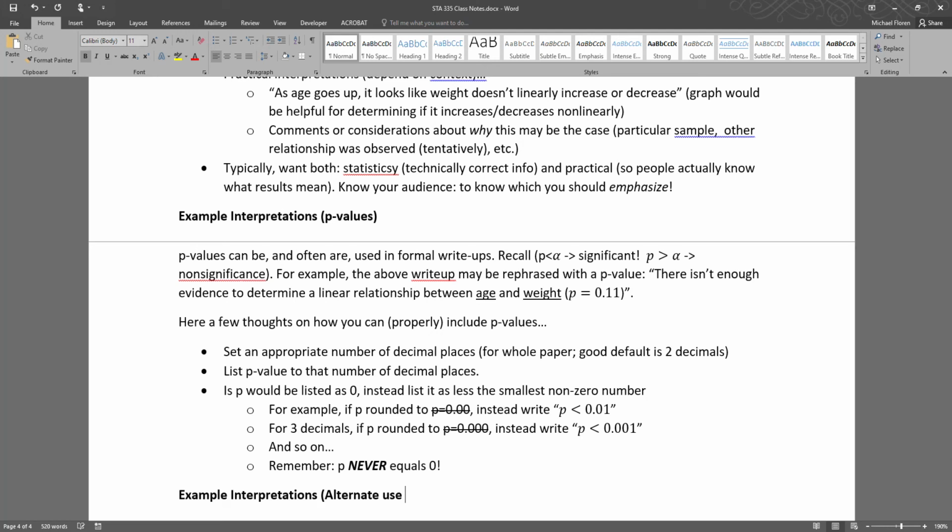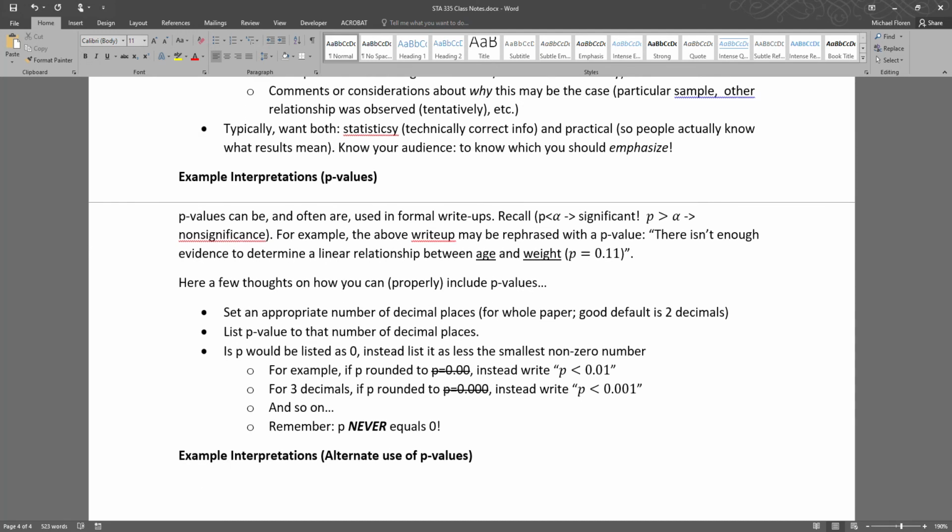There's an alternate use of p-values that you'll occasionally see in articles. I won't say that I've never done this, but it has recently fallen out of favor. So I would tend not to do it unless I had a good reason to, but it is done. In general, this references the alpha cutoff and describes p in relation to alpha.